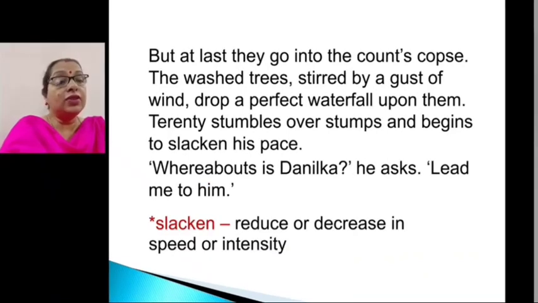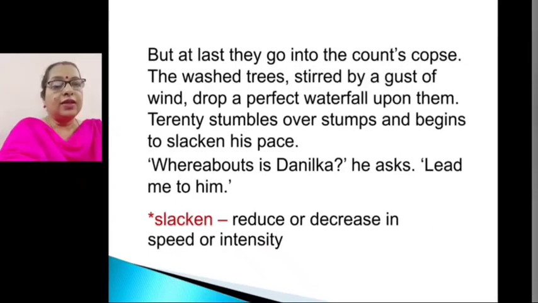At last they reach the Count's copse, that is the thickly grown trees. Now the rain has started falling very heavily. The rain water passes through the trees and falls on them like a waterfall. Terenti stumbles over stumps. That means trips over stumps. What are stumps? The base part of a tree that remains standing after a tree is cut. He begins to slacken his pace, that is, reduces his speed of walking. Then he asks about Danilka and tells Foikla to lead him to that place.